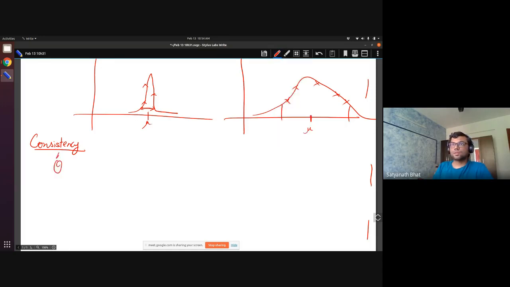Suppose you take an estimator theta, which is based on n samples. What we want is, as n becomes larger and larger, we would like it to approach the true value of theta. This is in some sense convergence in probability. Let me explain what convergence in probability is.